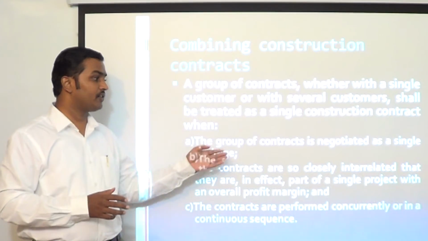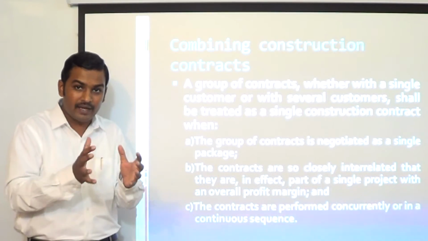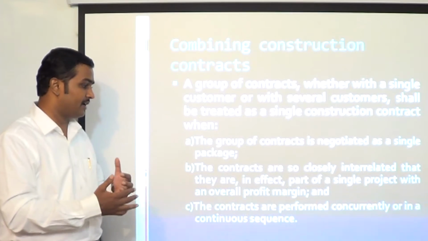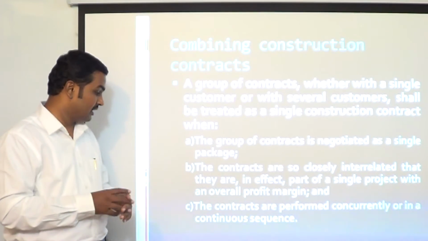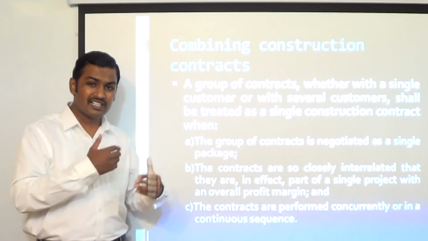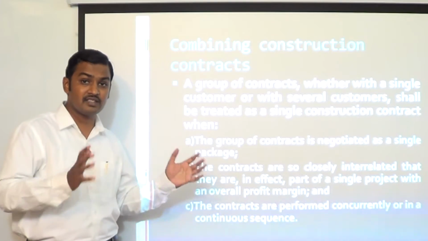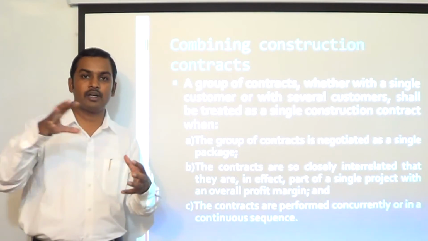We see that the group of contracts is negotiated as a single package. So multiple contracts have been negotiated as a single package. And the contracts are so closely interrelated, interdependent in effect, that they are part of a single project with an overall profit margin, and the contracts are performed concurrently or in a continuous sequence. So when these points are satisfied, we can say that even though there are multiple contracts, we would have to treat them as one single contract and apply the requirement of the standard.